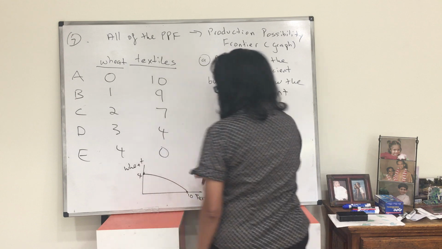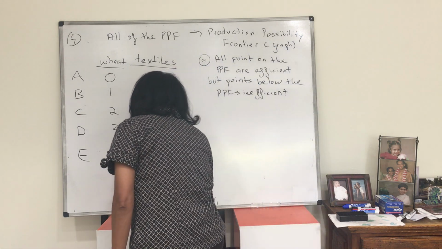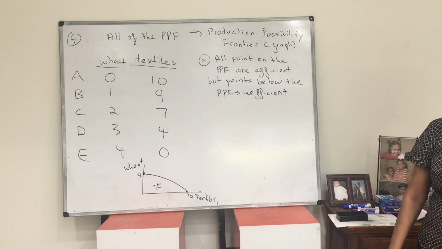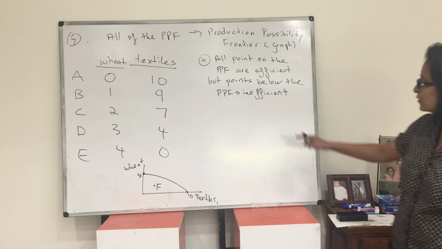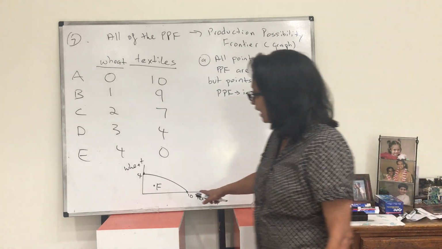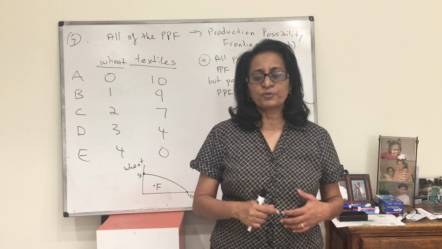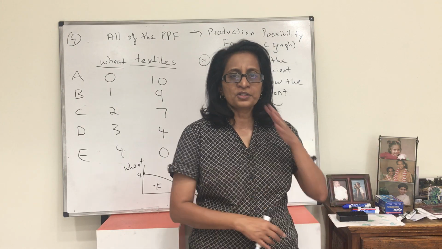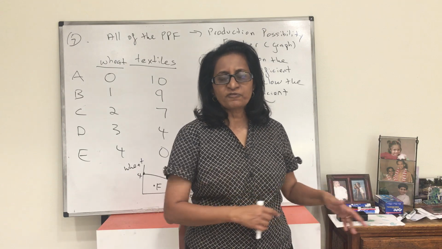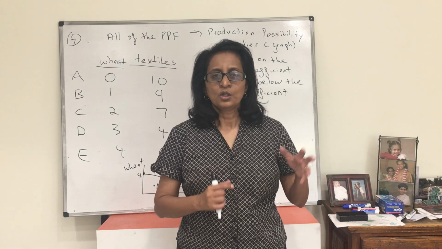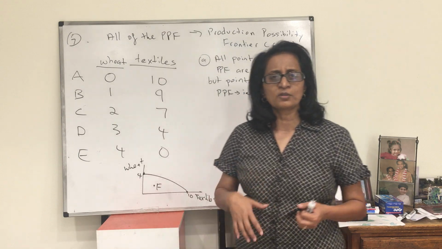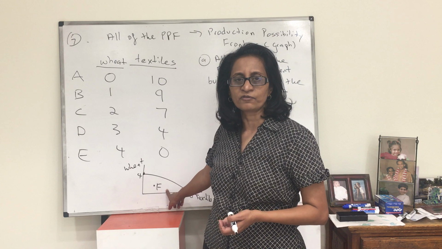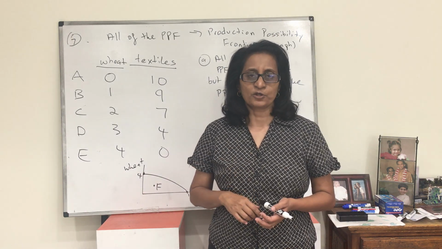Okay? Points below the PPF, if you are at a point F here, means you are inefficient. What does inefficient mean? It means you have the resources, you're just not using them to their fullest productivity. So you have 20 laborers, but maybe you're only using 15, or all 20 laborers are not working to their fullest productivity. Or the machine is not working to its fullest productivity. So that means you're at point F. So point F will be inefficient. Okay?